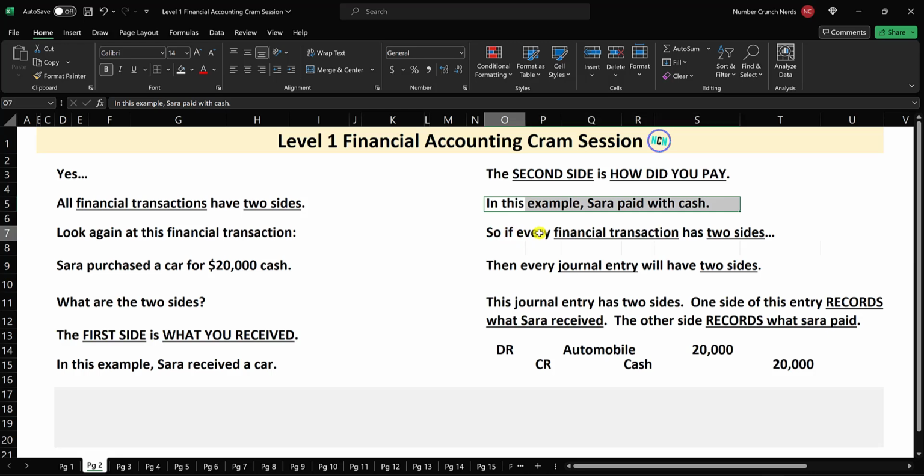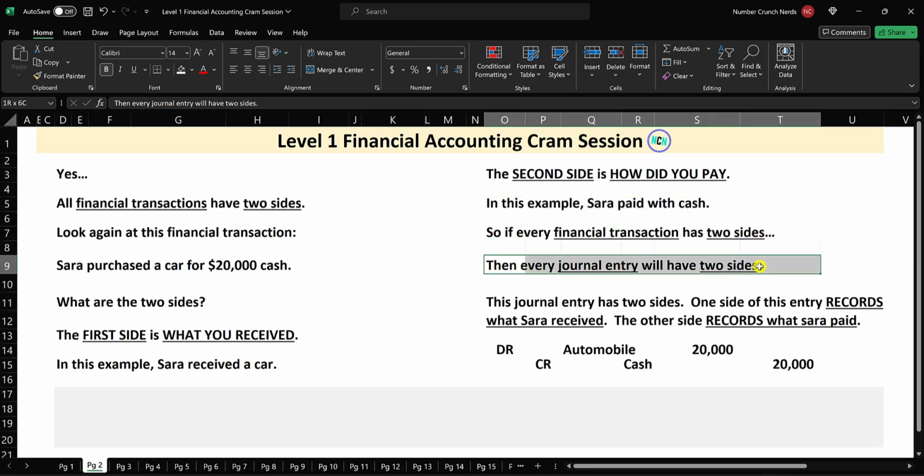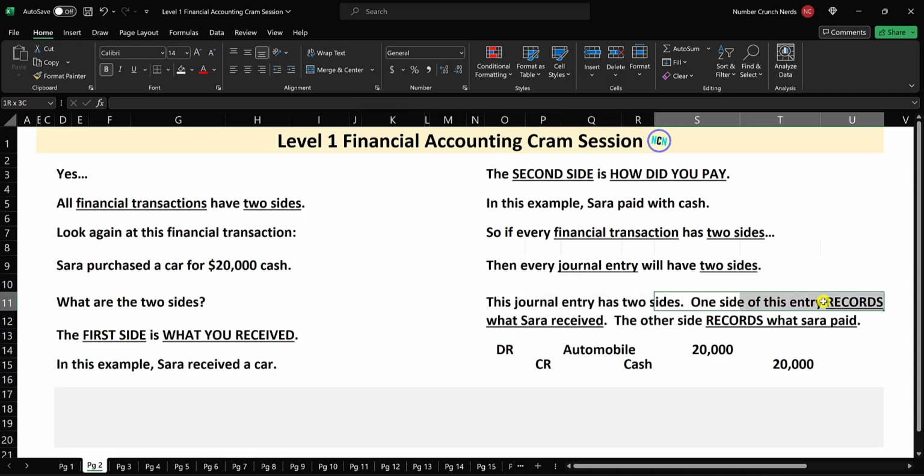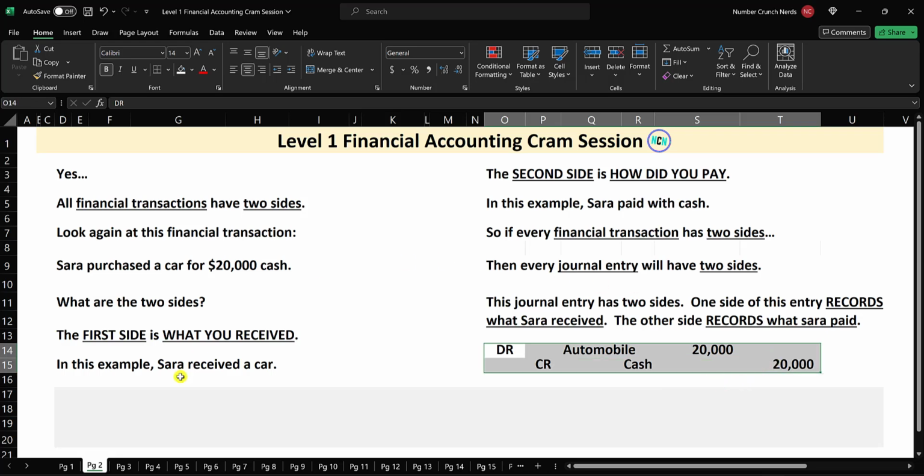So if every financial transaction has 2 sides, then every journal entry will have 2 sides. This journal entry has 2 sides. One side of the entry records what Sarah received, in other words, the automobile. The other side records what Sarah paid, in other words, cash. You'll notice that the left side is a little bit further to the left, and the second part of the entry is a little bit further to the right. This is the journal entry format right here.